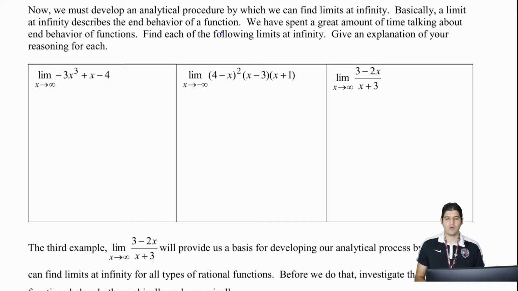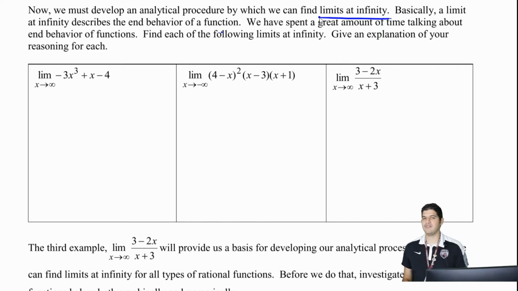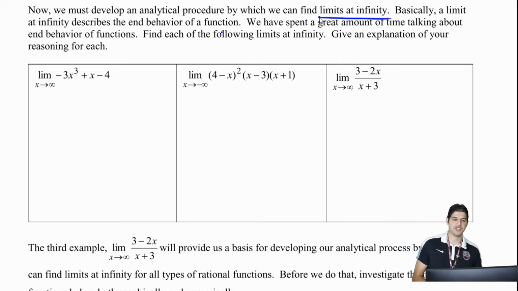So after all of that work, we have to develop an analytical procedure by which we can find limits at infinity. So that's what we're going to be doing here. Basically, a limit at infinity is describing end behavior of a function: what's happening on the right side, what's happening on the left side. We spent a lot of time talking about end behavior of functions, so we want to find these limits at infinity. And again, we want to keep this in mind: limits at infinity describe the end behavior of a function, on the right side and on the left side.